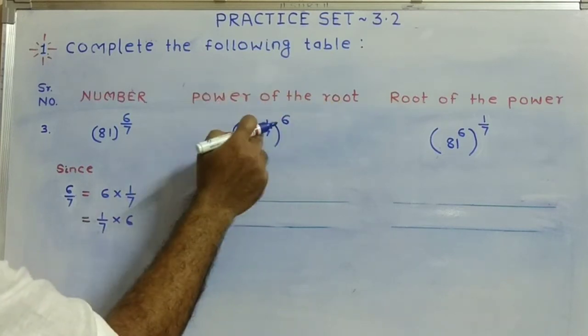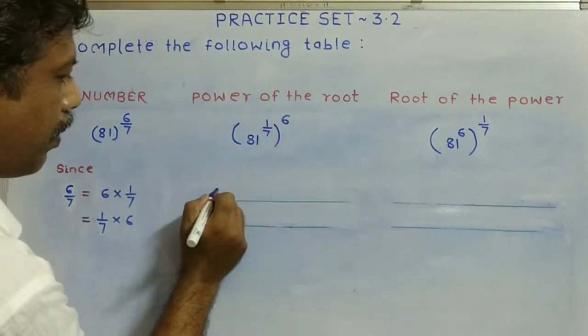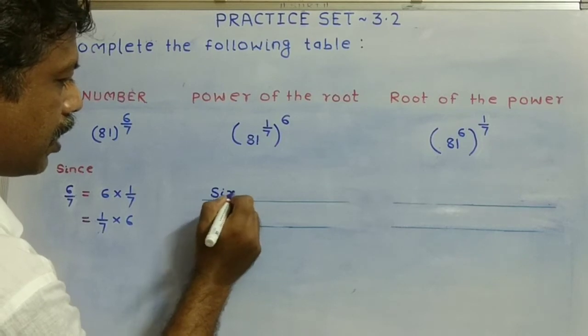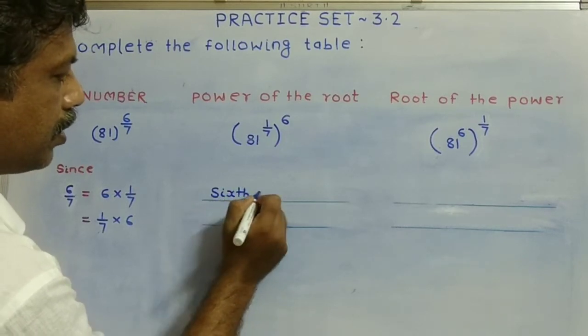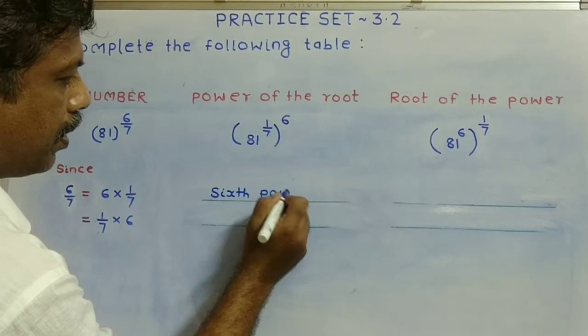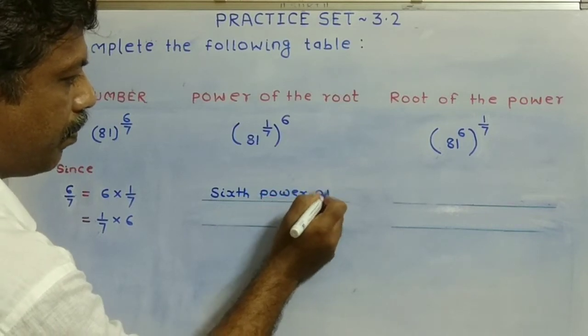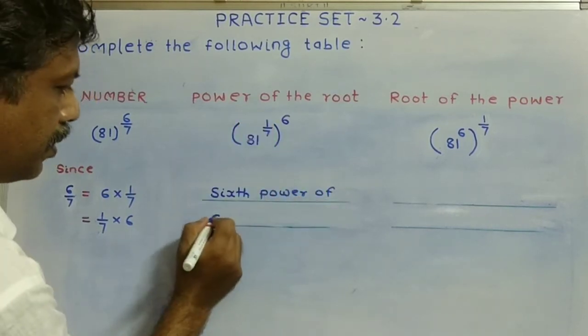Now start from the power. This is the power of the root. Start from here. Which power? This will be 6, sixth power of which root?